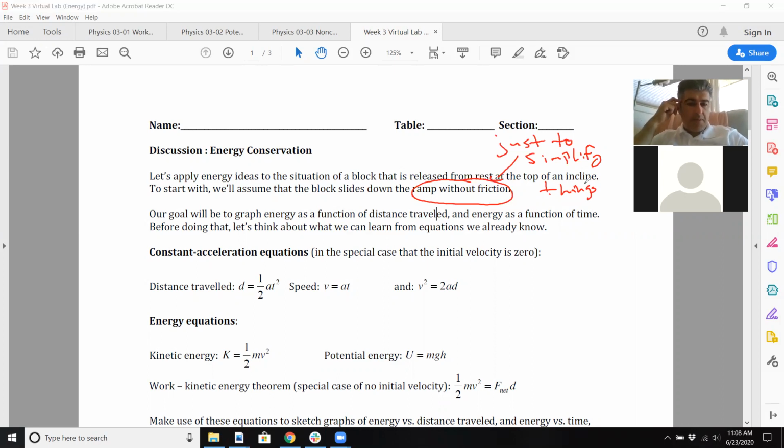So remember, constant acceleration, and in the special case of initial velocity is 0. So remember, this came from this. But remember, we assume.